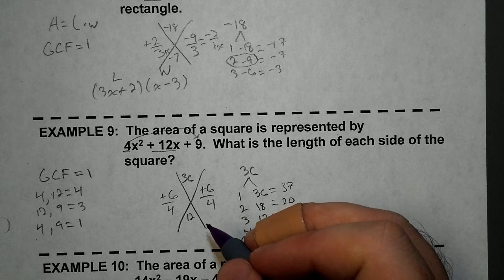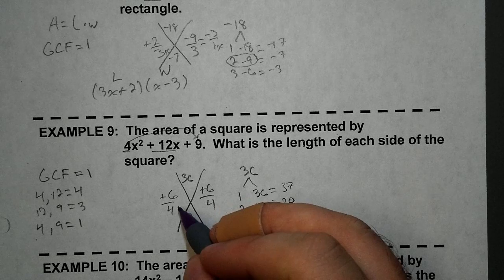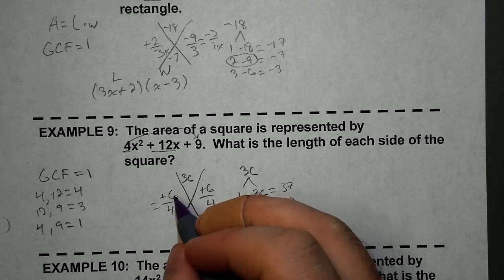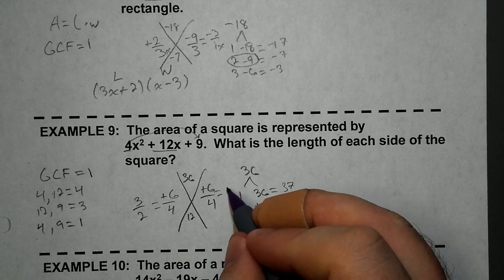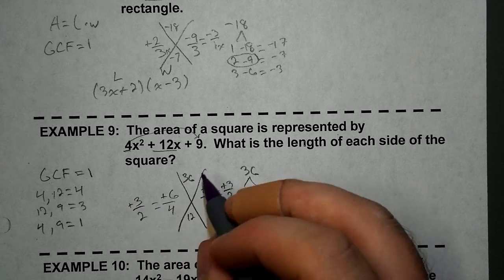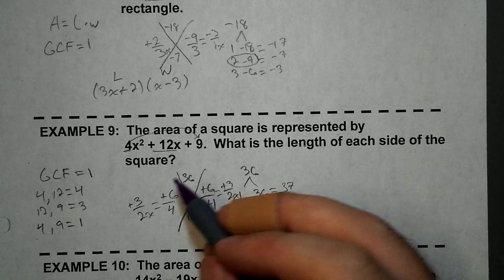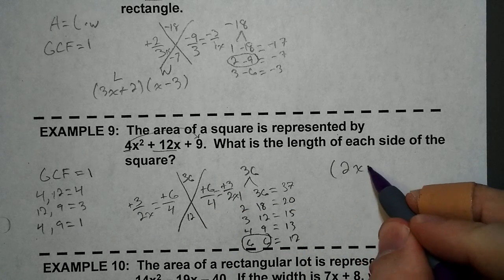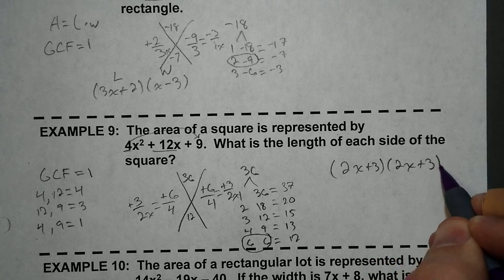Now, on this one, our a value here was 4. So we can simplify both of these fractions, right? 6 divided by 4 can simplify, divide them both by 2, and we get 3 over 2, which means this one's also going to be positive 3 over 2. Our bottom value gets the x. Our top values are left over. So both factors are going to be 2x plus 3 times 2x plus 3.